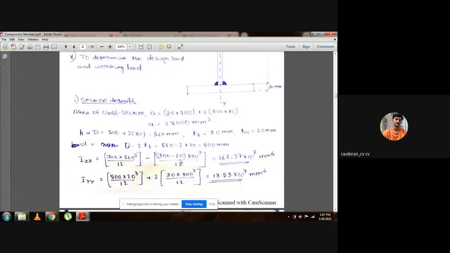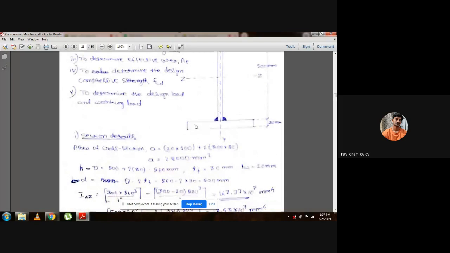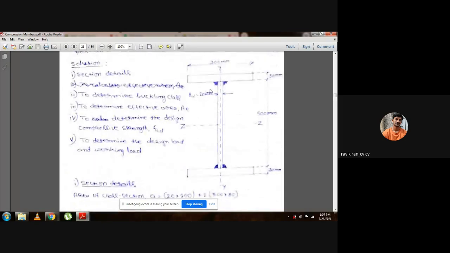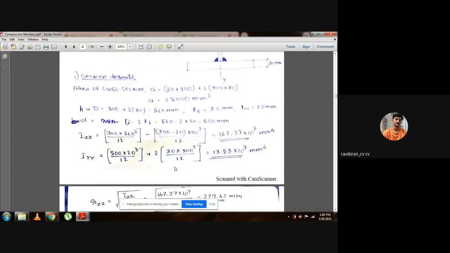300 minus 20 is the breadth. 300 minus 20 is thickness of web. Total width is 300. In this, if we deduct this thickness from here to here and from here to here, we got, and depth is 500 cube divided by 12. If we do so, we got IZZ value.